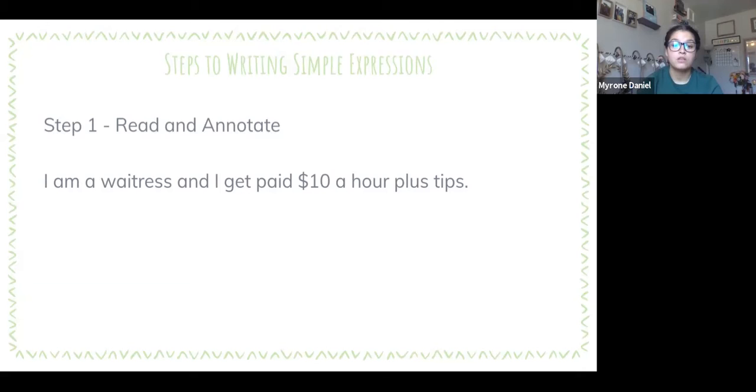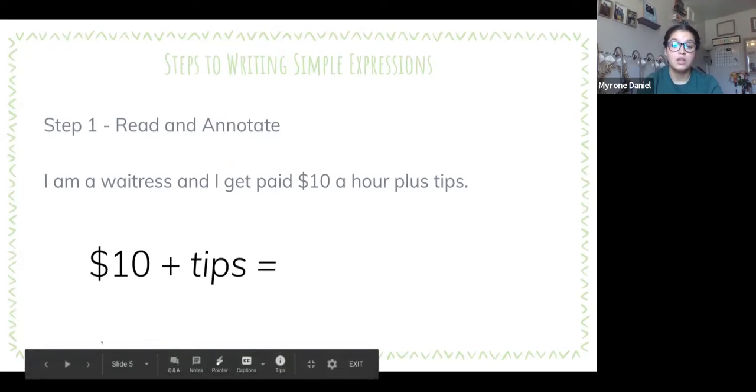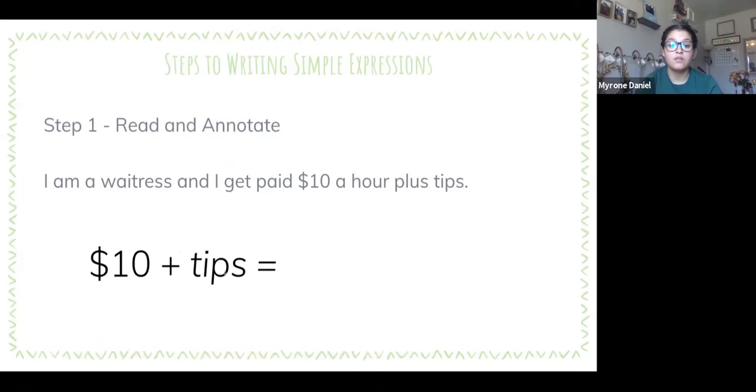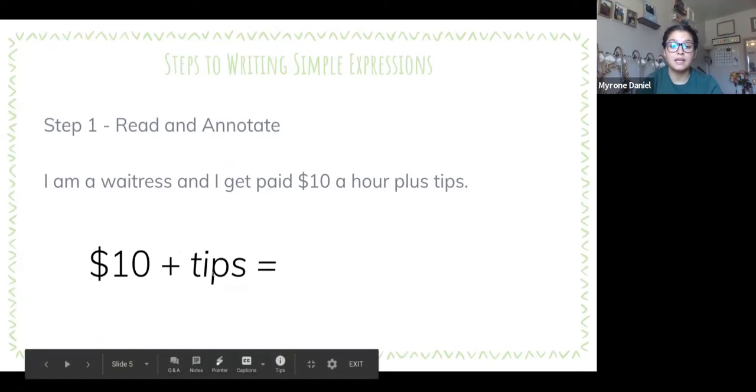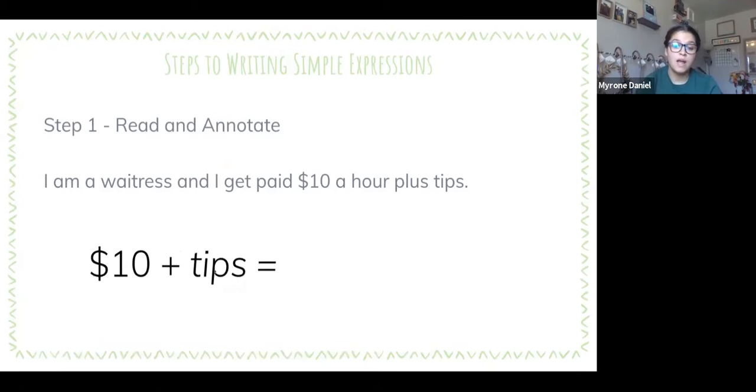So if I get paid $10 plus tips, we know that our operator is going to be plus because it tells us, and we know we're going to be adding tips. We don't know how much tips we are going to be getting because in real life scenarios, each hour that I work, I may be working during busy lunchtime and I might get more tips than when it's very slow and I may only get a little bit of tips in that hour.